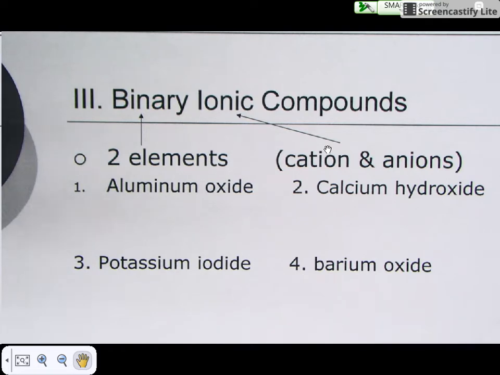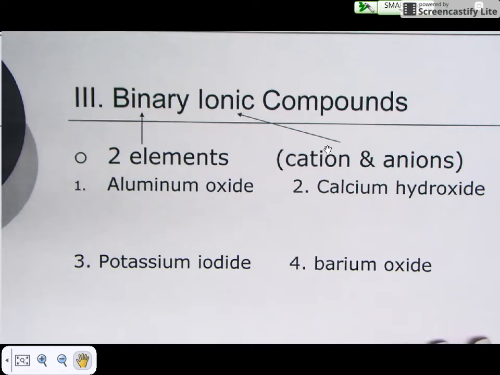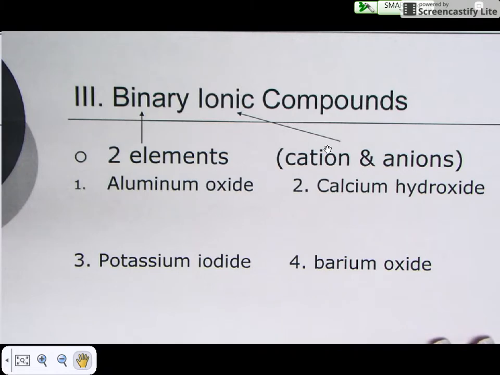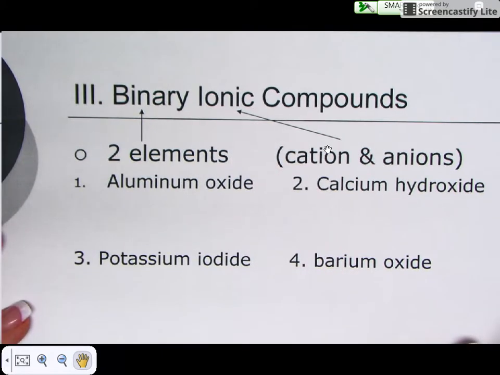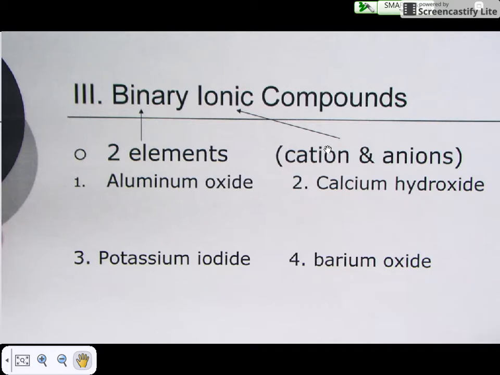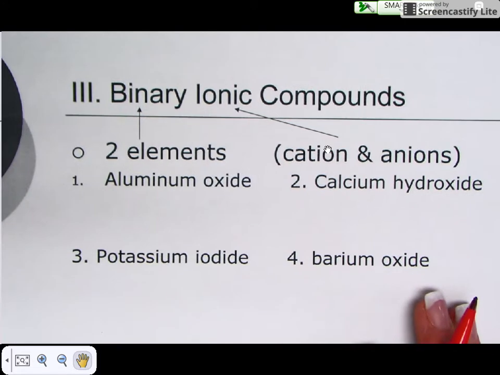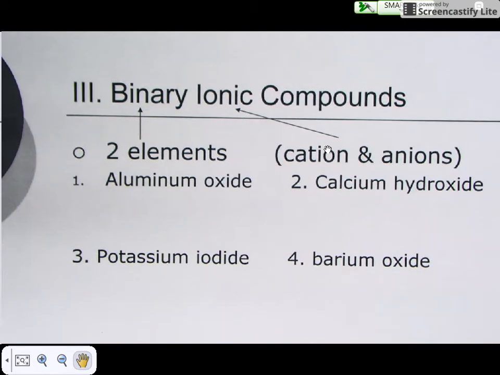So today's video is just a review of writing formulas for binary ionic compounds. And I've also thrown in some of our compounds that will contain our polyatomic ions as well. So in class we learned that to write a formula for an ionic compound, you put your symbols side by side, you label your charges, and then you crisscross your charges. Then of course you want to check it and make sure that the overall charge is neutral.